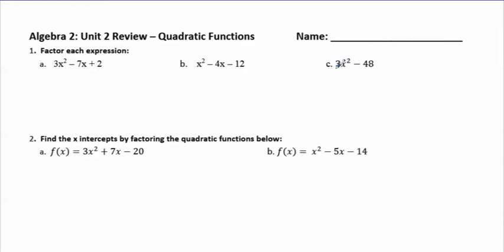But when I get to C, I do see a common factor, and I like to look at all of the factoring problems in advance to be sure I don't forget to look for that common factor. So in C, I can see that 3x squared and 48 can both be divided by 3. So I'm going to start by factoring that 3 out as a common factor.